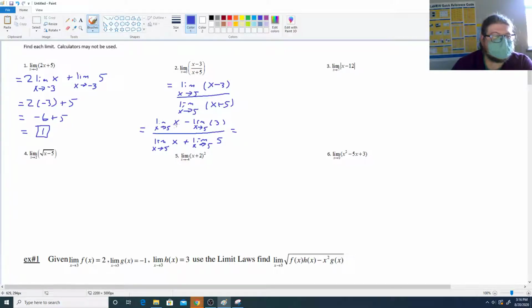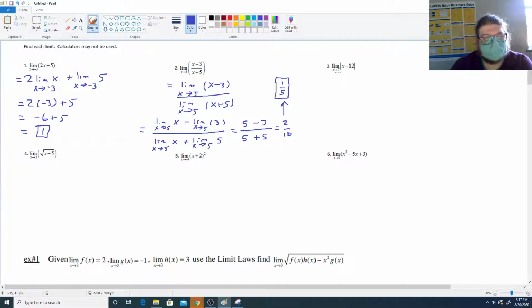The limit as x approaches 5 of x is 5, minus the limit as x approaches 5 of 3 is 3, over the limit as x approaches 5 of x is 5, plus the limit as x approaches 5 of 5 is 5. I get 2 over 10, which is 1 over 5.